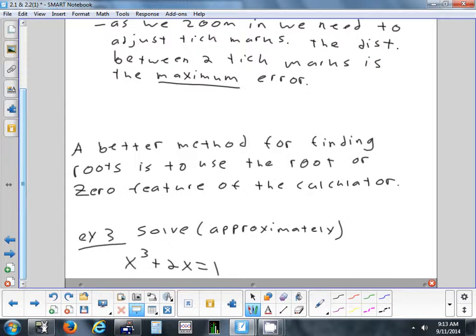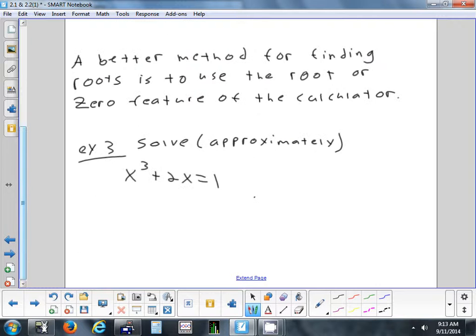All right, so let's try this one. x cubed plus 2x equals 1. This is a cubic equation. So how many roots can a cubic equation have? Josh? Yeah. Up to 3. Since it says solve approximately, we'll graph it, and we'll do it that way.